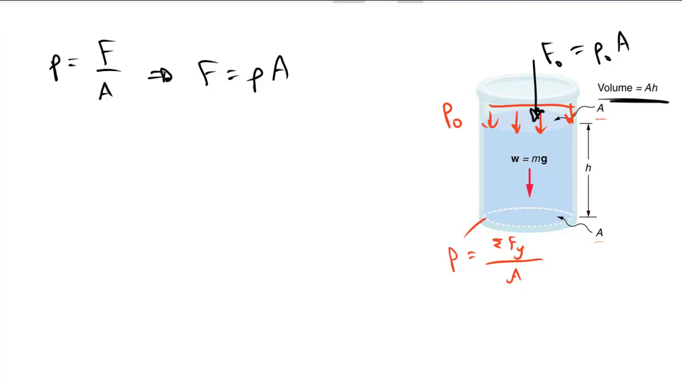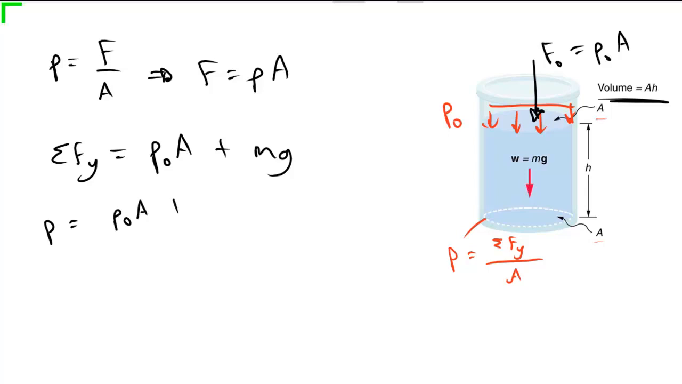So the sum of the forces in the y direction, taking positive y to be downwards, would be P naught A plus mg. So then our pressure at the bottom would be equal to P naught A plus mg, all divided by area.